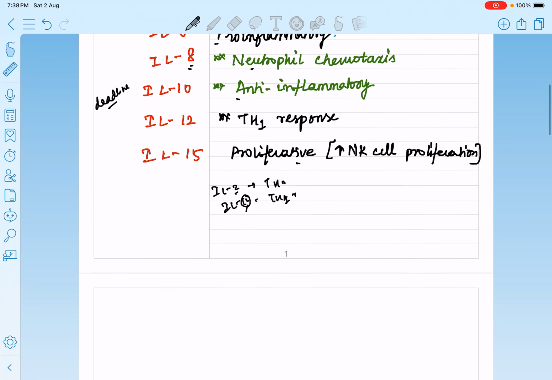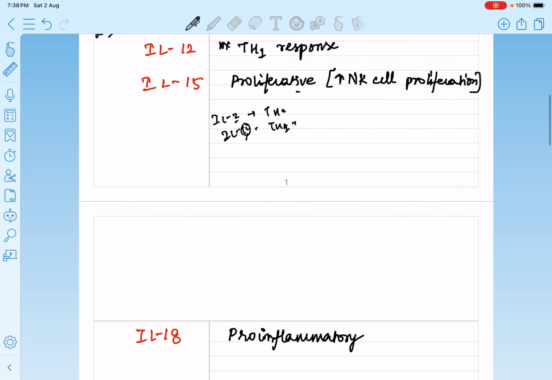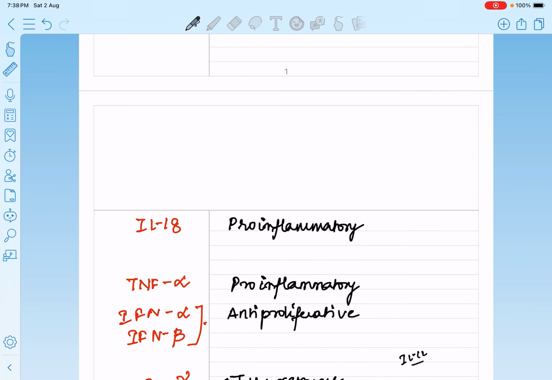Which was the pro-inflammatory? As we all know. It's okay, never mind. I have clubbed all these together, which is pro-inflammatory and which is a T cell stimulator. We can also know this in the other table as well. So I hope this was very clear.